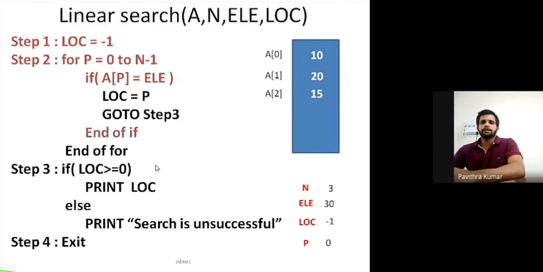The first comparison is done. Now let me change the value of p. Let me go to access the next element. That's why I'm changing the value of p. I'm traversing, a of p. Now p is equal to 1. P is changed to 1.